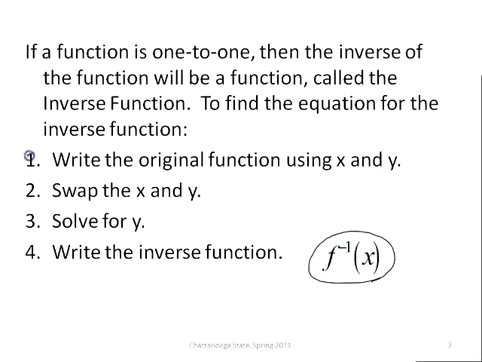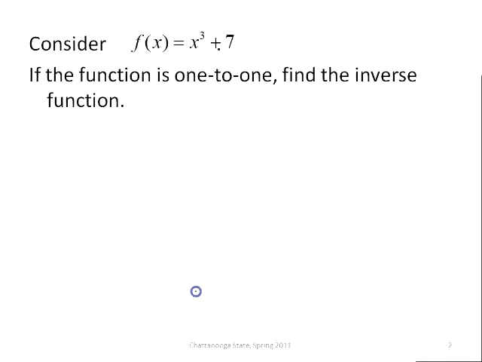Now, in order to find the equation for the inverse function, we first write the original function using the x and the y variables. Then we want to swap the x and y. Everywhere you write an x, you want to replace it with a y, and everywhere you write a y, you want to replace it with an x. Then we'll solve that for y, and then we write the equation for the inverse function using this f inverse notation.